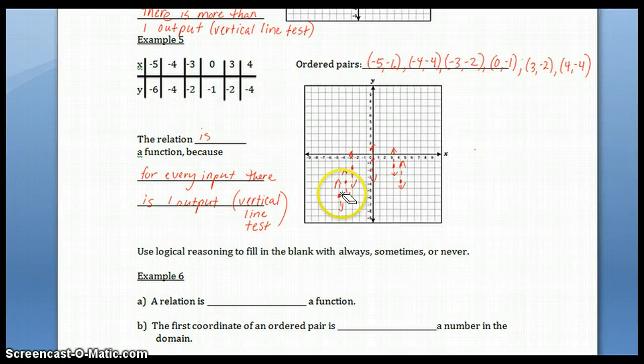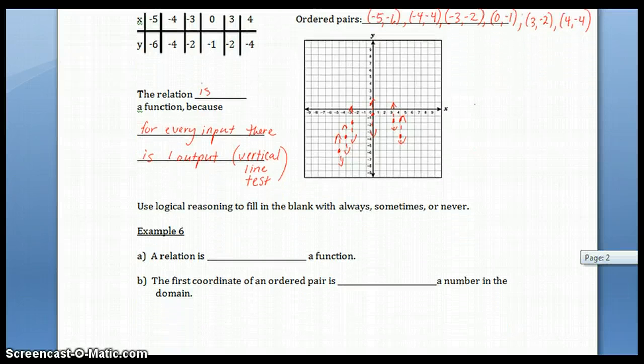In this case, because there's only one point per line on those imaginary lines, we know for certain that it is a function. The relation is a function because for every input there is exactly one output. Now, I showed the vertical line test, but some of you use the strategy of looking at the inputs, the x values, and if there are no repeats, that's going to mean that for every input there is exactly one output.